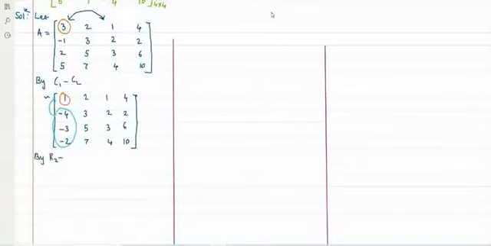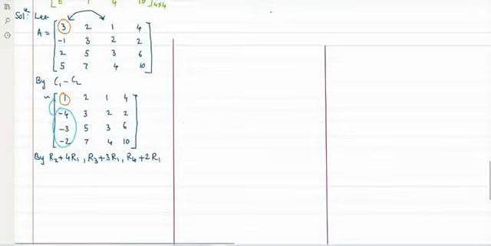R2 plus 4R1, R3 plus 3R1, correct. One more, R4 plus 2R1. So these transformations show the change in R2, R3, and R4. Now you are applying elementary row transformations. That's why I represent the matrix row-wise.